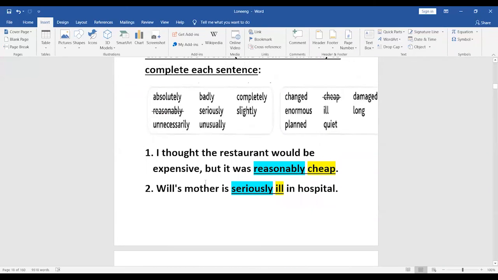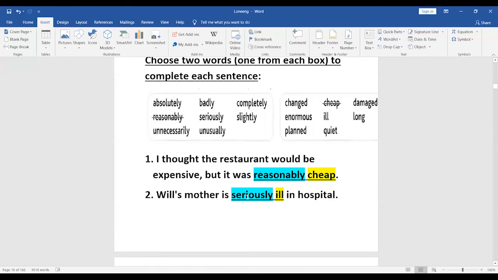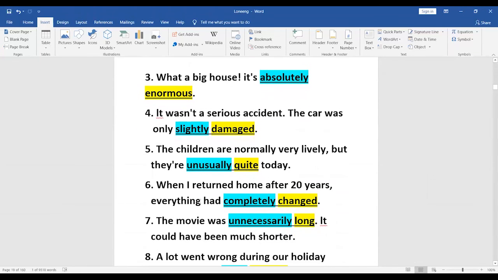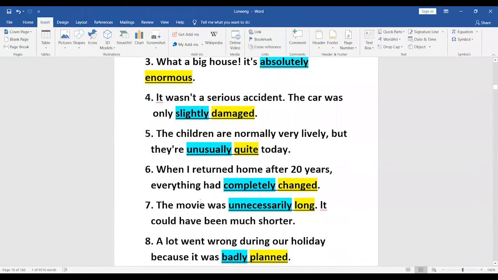Then the next one: Will's mother is seriously ill in the hospital. Obviously, seriously is the adverb. It adds more meaning to the verb. And ill is the adjective, as it talks about the noun. So now that you know which is an adverb, which is an adjective, how to use it, how to identify them, learn these exercises, these sentences, so that you can use them.